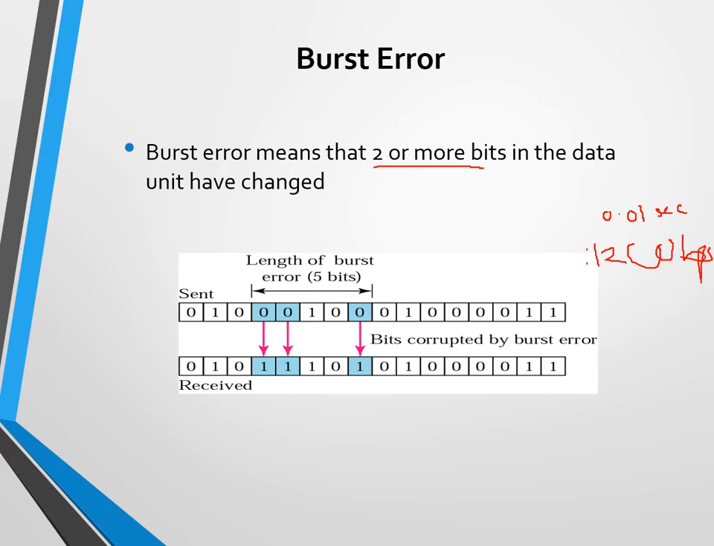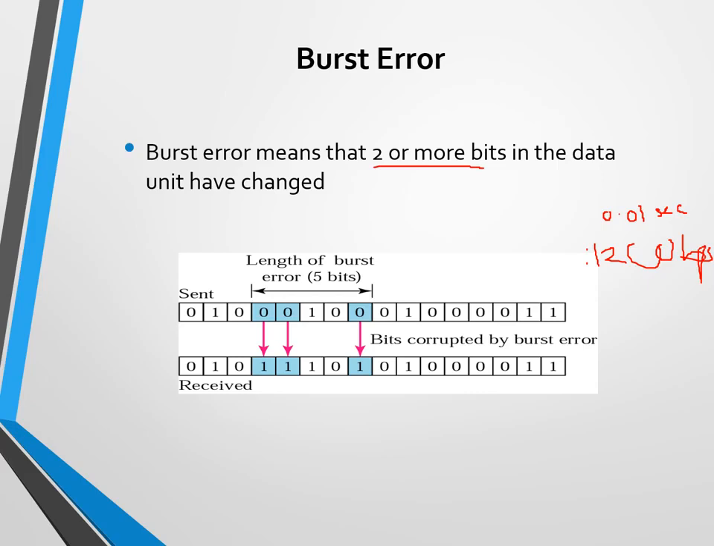So students, you can see that a burst error, note that a burst error doesn't necessarily mean that errors occurred in consecutive bits. The length of a burst is measured from the first corrupted bit to the last corrupted bit. So some bits in between may not have been corrupted.